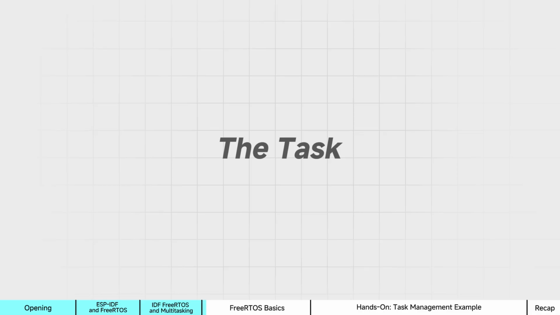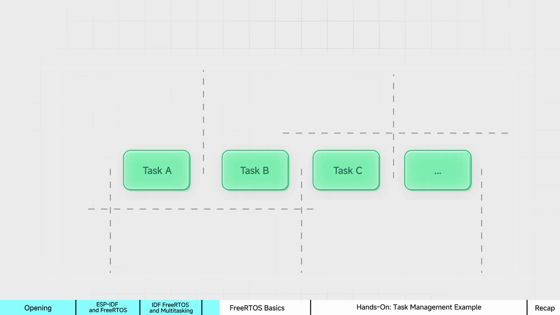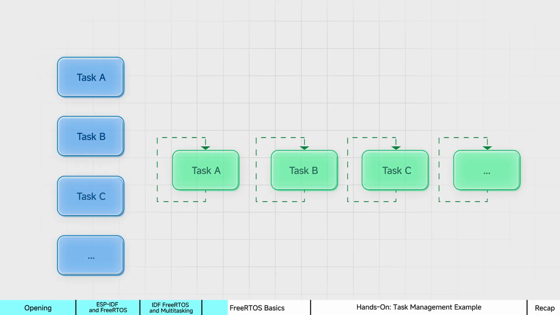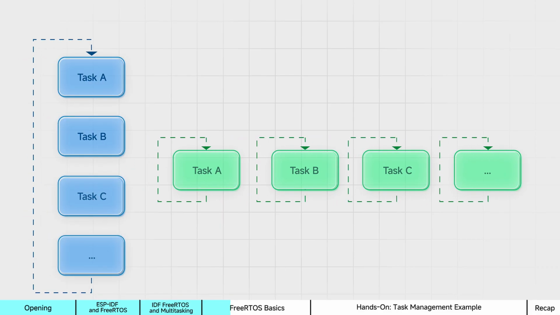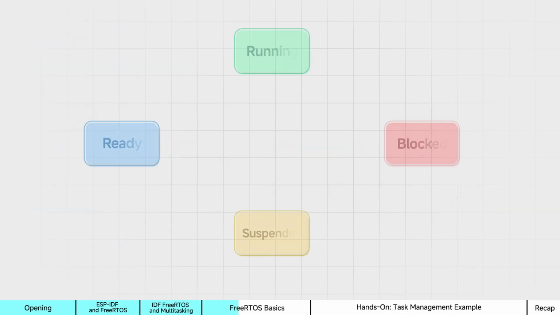Next, let's look at the core concept in FreeRTOS, the task. A task is the most basic unit of execution in FreeRTOS, similar to a thread in a general-purpose operating system. Each task is an independent C function with its own stack space and execution context, and typically contains an infinite loop. Unlike traditional microcontroller programs, which typically consist of a single main function with a large loop that processes various tasks sequentially, FreeRTOS allows us to create multiple tasks, each responsible for one specific job. These tasks are scheduled by the FreeRTOS kernel, which decides which task gets CPU execution time at any given moment.